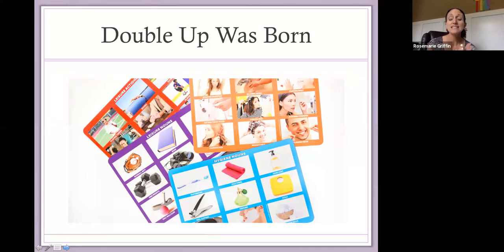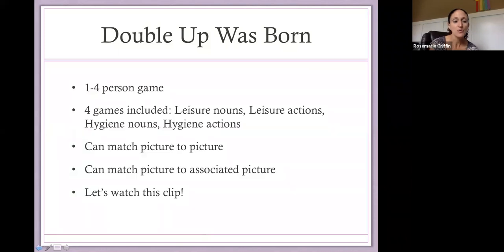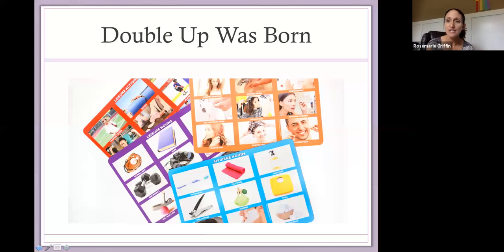So it's a game for 1 to 4 players. And the focus of the game is on leisure nouns. The purple is leisure nouns and the red is leisure actions. And then the blue is hygiene nouns and the orange is hygiene actions, because a lot of the times when we're talking with middle school and high school students and adults, we want them to know, okay, these are items for hygiene, they're important. You need to know what they're called, you need to understand the actions, you need to implement them, right? That's very important for competitive employment, or if you have students that are going to group activities during the day. And then leisure is so important.